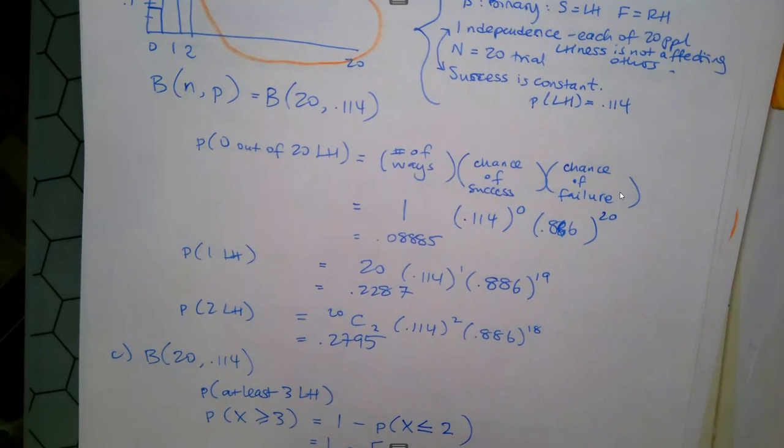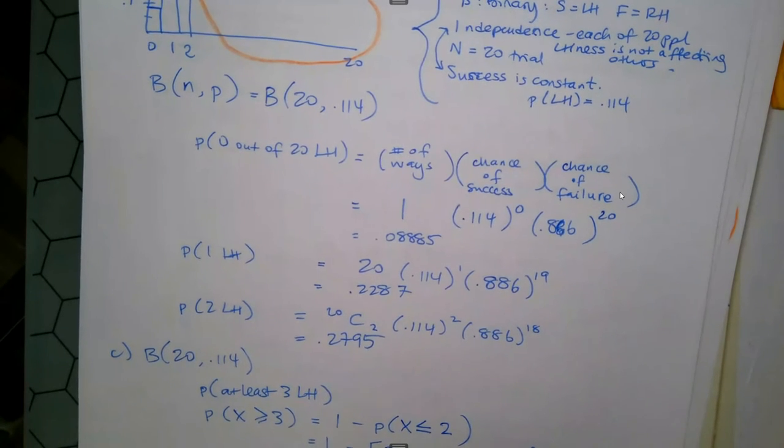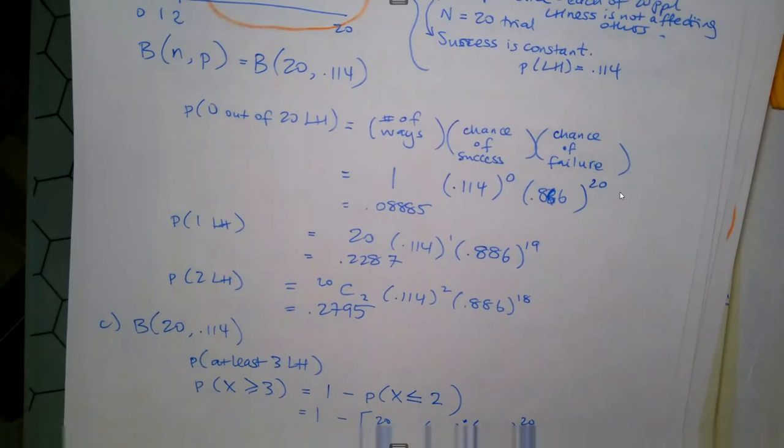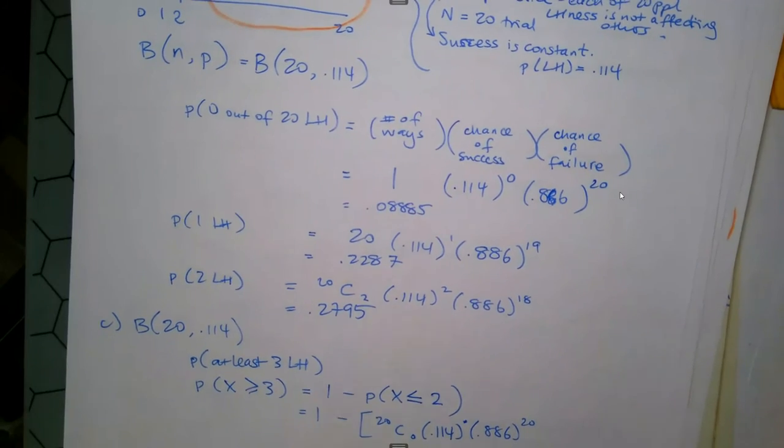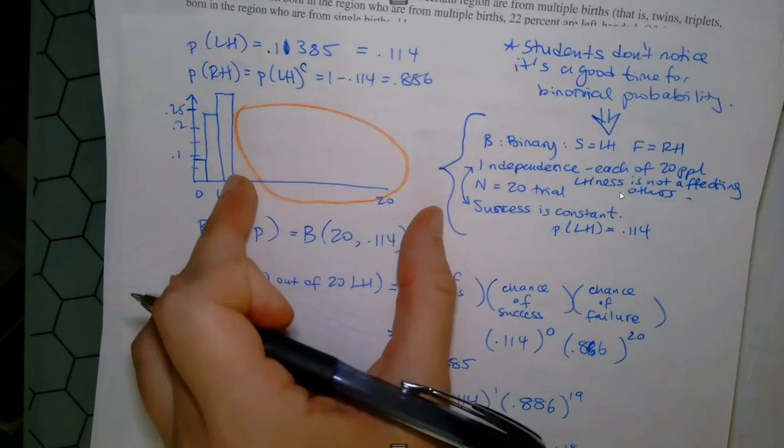You say, hey, I am doing 20 choose 0, 0.114^0, 0.886^20, and 20 choose 1, 0.114^1, 0.886^19, and 20 choose 2, 0.114^2, 0.886^18. These are the ones I don't want. Everything else qualifies for this event, right?